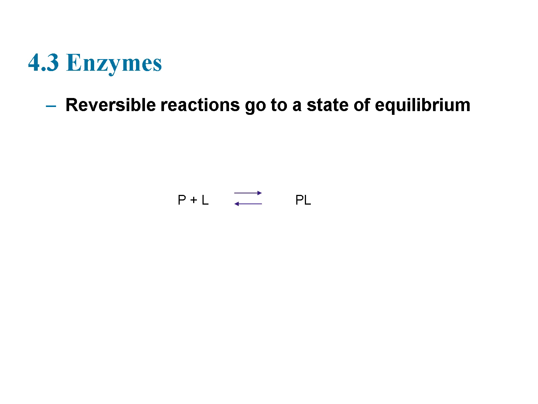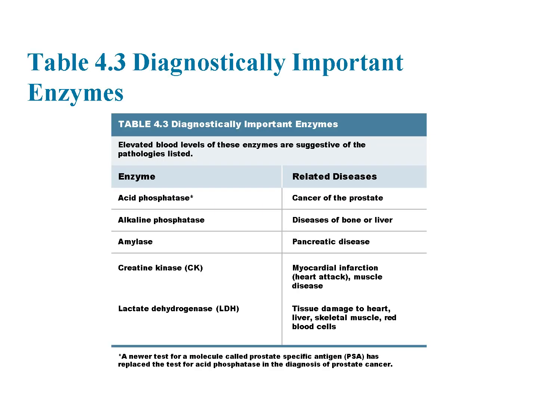In biological systems, reversible reactions allow the system to adapt and maintain homeostasis depending on the conditions, such as substrate concentrations or environmental changes. Enzymes play a critical role in facilitating these reactions efficiently. This table outlines diagnostically important enzymes, which are measured in blood tests to identify potential health issues.